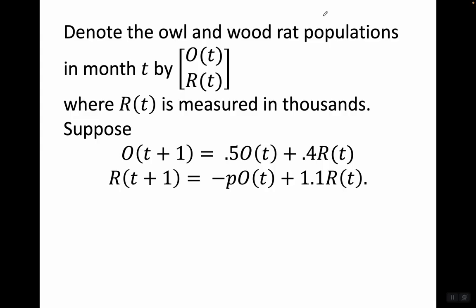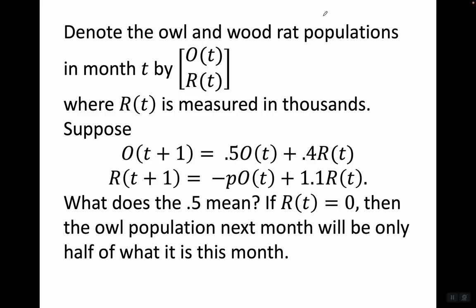Denote the owl and wood rat populations in month t by the vector (O(t), R(t)), where R(t), the rat population, is measured in thousands. Suppose O(t+1) = 0.5 O(t) + 0.4 R(t), and R(t+1) = -p O(t) + 1.1 R(t). Let me show you what these numbers mean and why they seem reasonable.